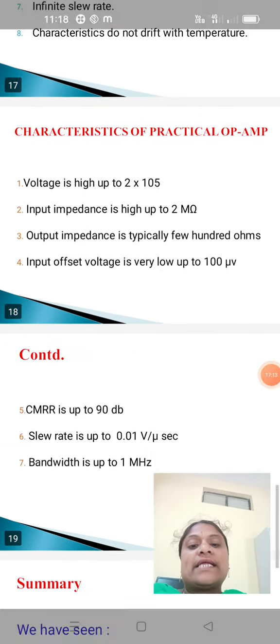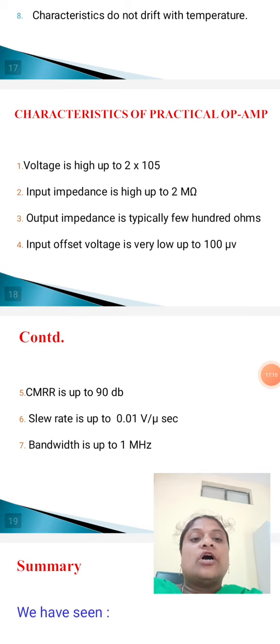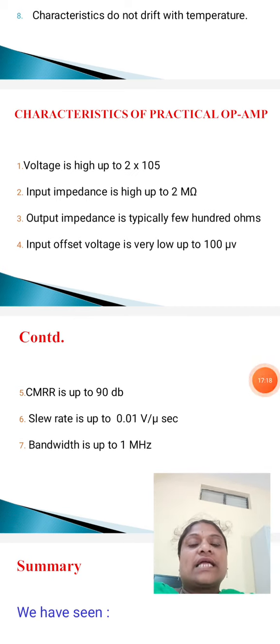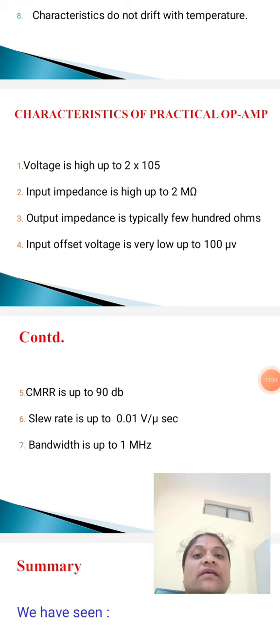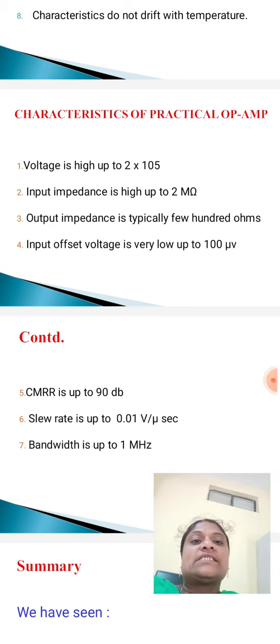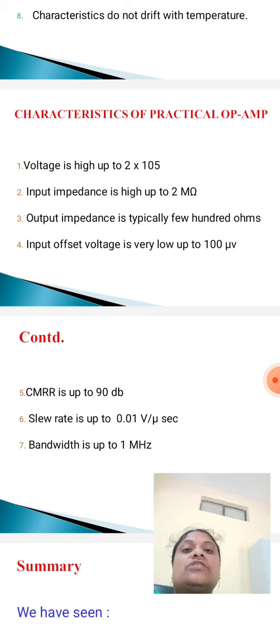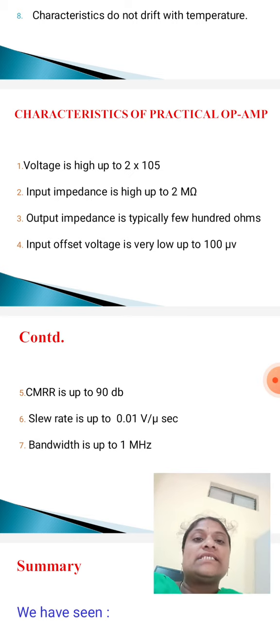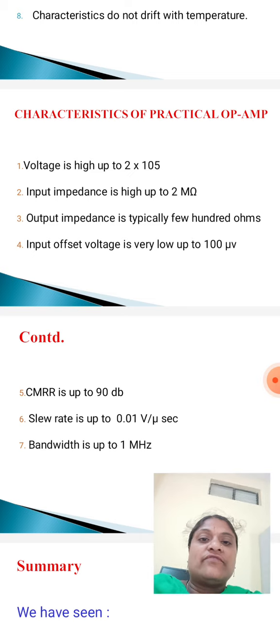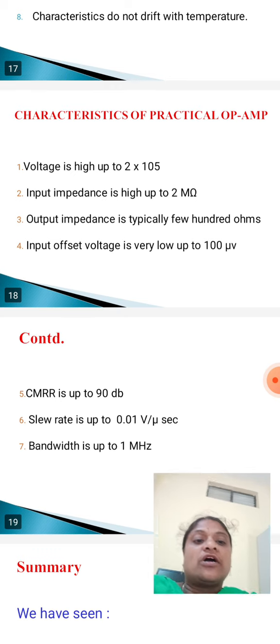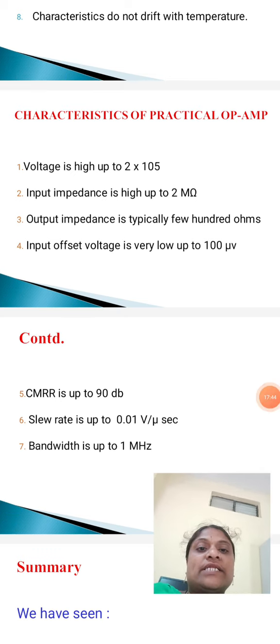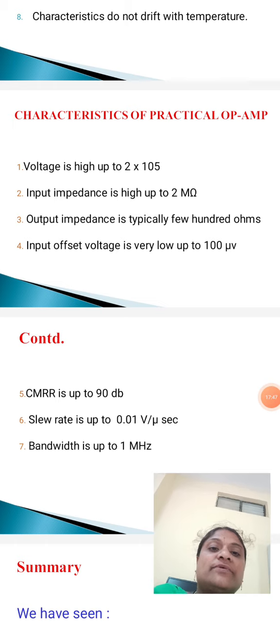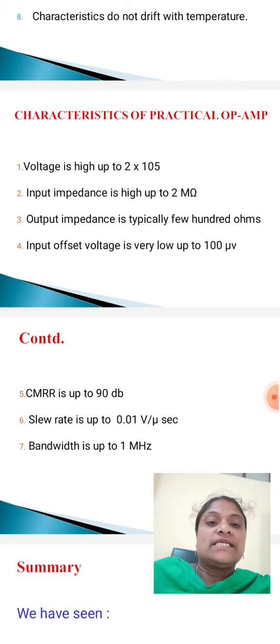Next, the characteristics of practical op-amp IC 741. The first characteristic is that voltage gain is high, up to 2 into 10 to the power of 5. The next characteristic of a practical op-amp is that input impedance is high. What is the value of input impedance? It is high, up to 2 mega ohms.